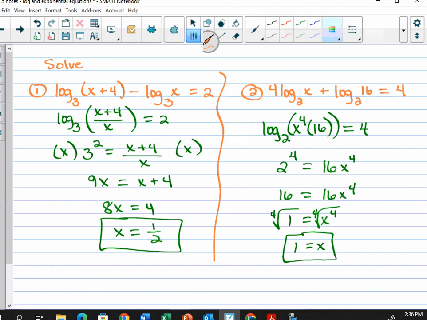So the first part is just condensing. Like when there's a plus in between, you multiply. Oh, I did do that. Then it's write it as an exponential. Yeah. And then you're solving.